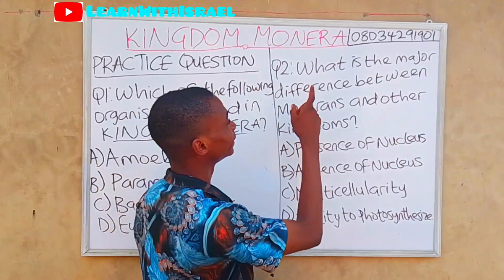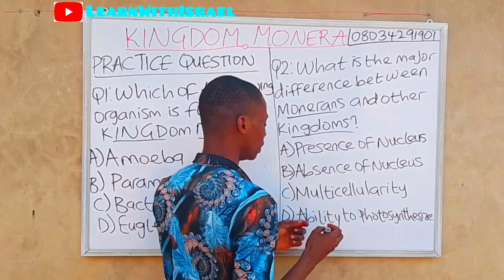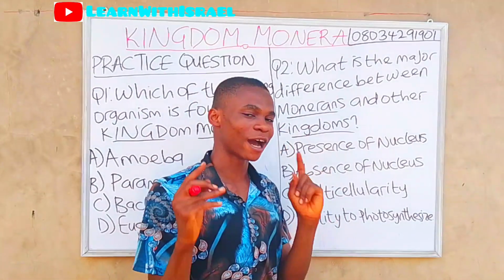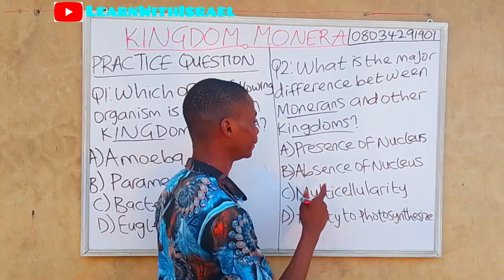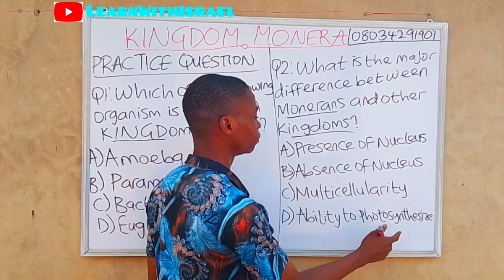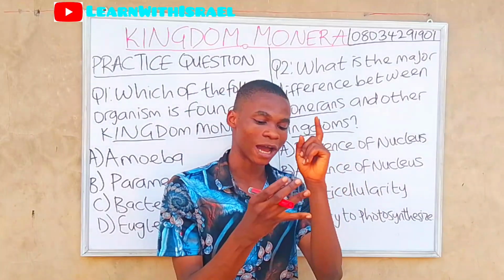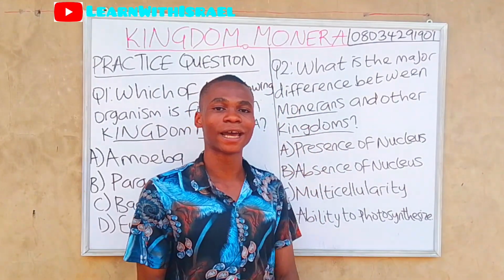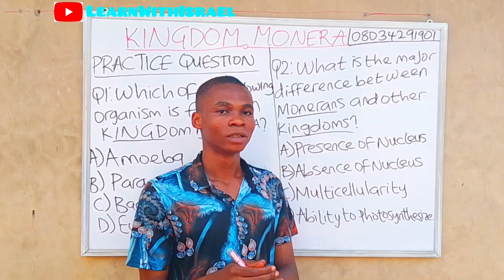Question 2. What is the major difference between Monerans and other kingdoms? And I hope you know that we have 5 kingdoms. A. Presence of nucleus. B. Absence of nucleus. C. Multicellularity. D. Ability to photosynthesize. So we have 5 kingdoms. We have Kingdom Monera, Kingdom Plantae, Kingdom Fungi, Kingdom Animalia, and Kingdom Protista.